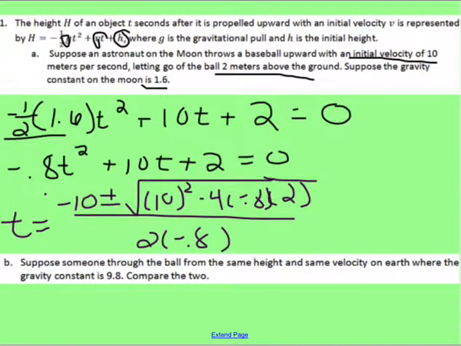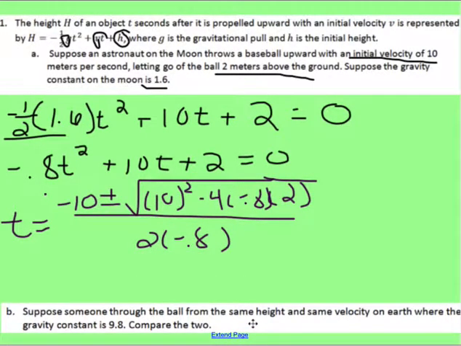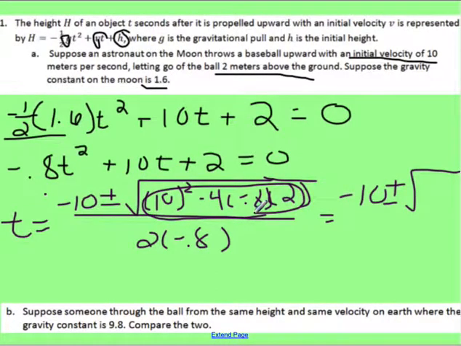Now remember, the first thing we want to do is simplify just what's underneath that square root. So we're not going to do the square root quite yet. So we have negative 10 plus or minus the square root. In my calculator, I'm going to do 10 squared minus 4 times negative 0.8 times 2. And when I do that, I get 125.6. And that's going to be divided by negative 1.6.